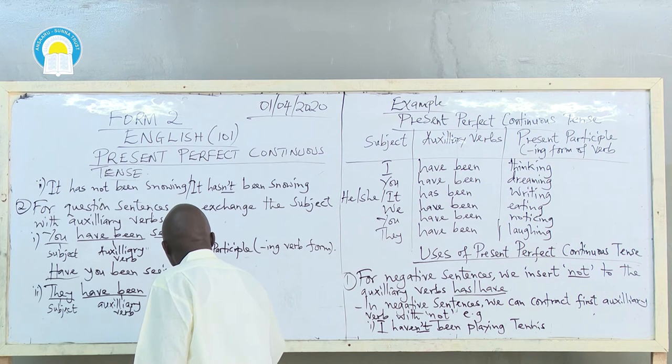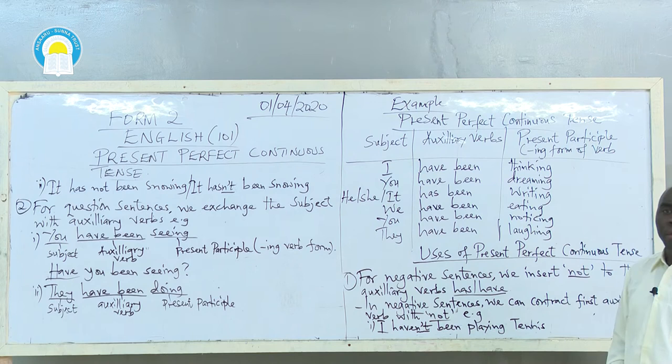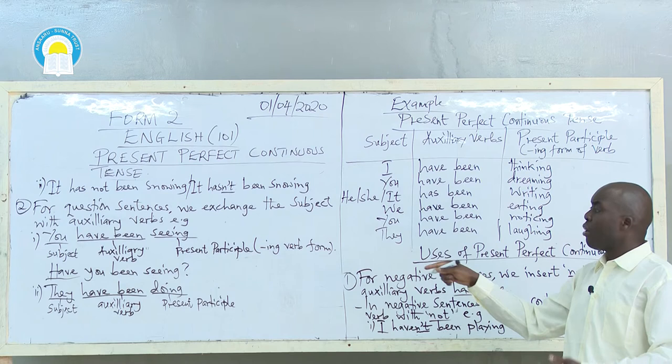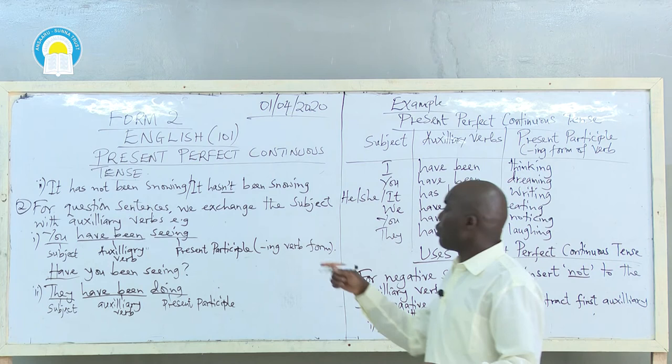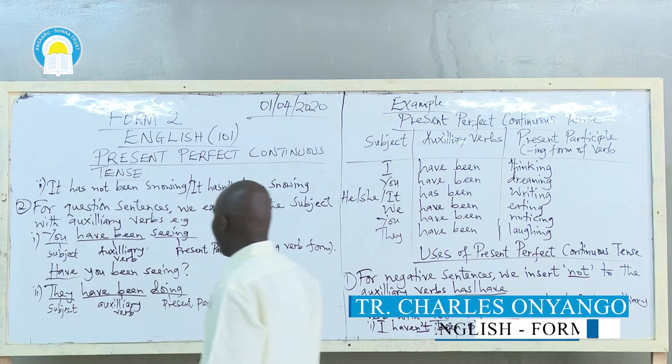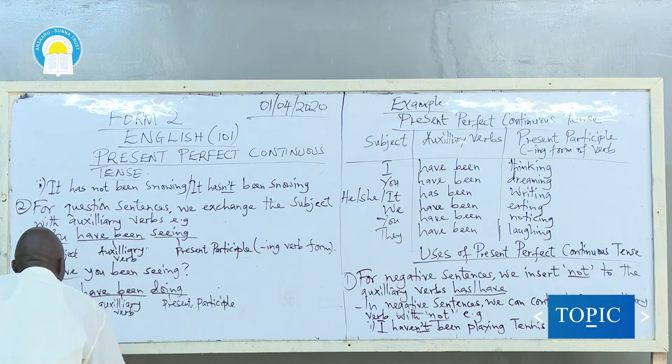So how do you change this sentence into an interrogative statement or a question sentence? We say that you have to exchange the subject with auxiliary verbs, and therefore it's the word have that will come first, followed by the subject they. So you talk of have they been doing.